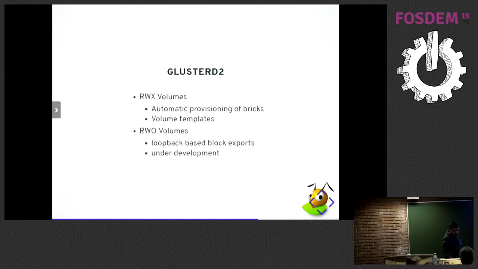So as I mentioned, GD2 provides normal volumes as well as Gluster block. The normal volumes are used to satisfy the Kubernetes RWX volumes, or read-write-many volumes. The way GlusterD2 helps there is that for normal volumes, there's automatic provisioning of bricks. We create the LVMs, the thin pools, the file system on top of that, and the brick mounts. GD2 takes care of doing all of that.